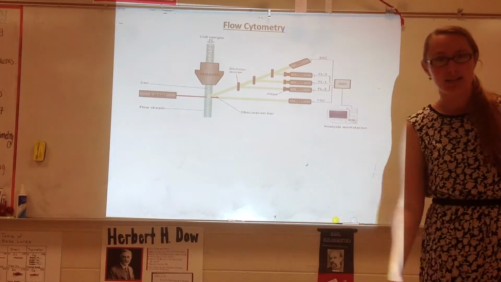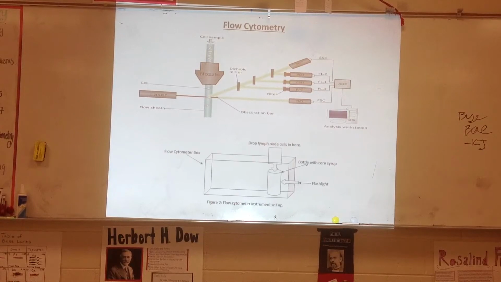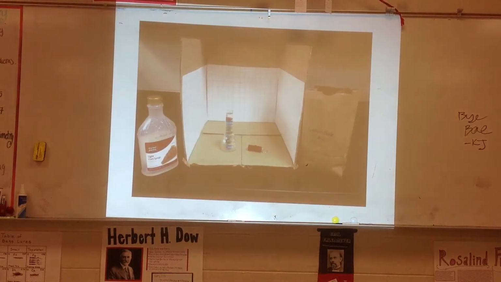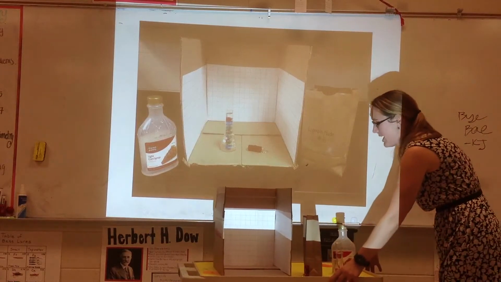But we don't have that, as many of you probably also don't have, so we made a model, and I actually have the model here with me since I'm here in my classroom and not with you. And what it looks like is I have a cardboard box, a bottle of corn syrup, a lymph node, an Erlenmeyer flask with a test tube, and a light.